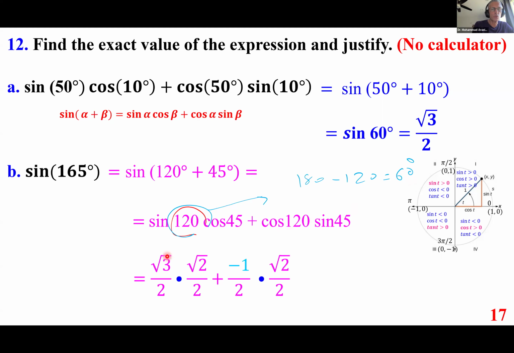So we write square root of 3 over 2 for this one, square root of 2 over 2 for cosine of 45, negative 1/2 square root of 2 over 2. The product of these two is square root of 6. The product of these two is minus square root of 2, and the denominator is 4 for both cases.